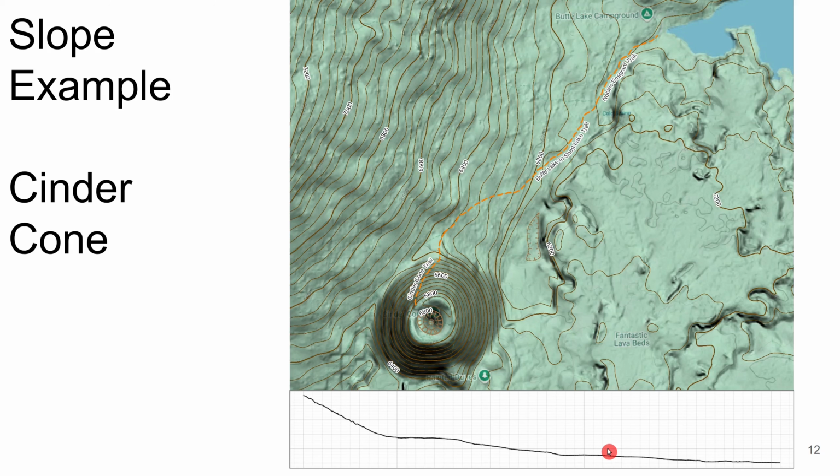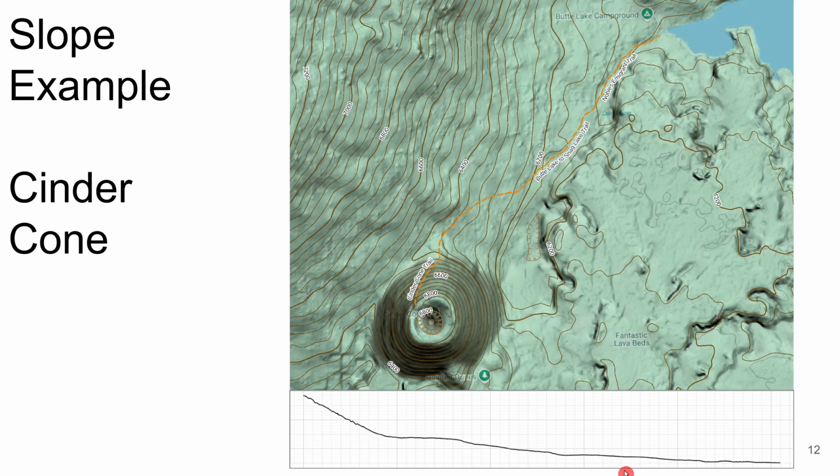So let's look at some examples from the Mount Lassen region. The first one we're going to look at is the Cinder Cone Trail, which goes from Butte Lake all the way to the top of the Cinder Cone. So here we've got Butte Lake, and it goes along fairly flat until we get to the Cinder Cone, and then you can see it ramps up. So let's calculate what the average slope is.